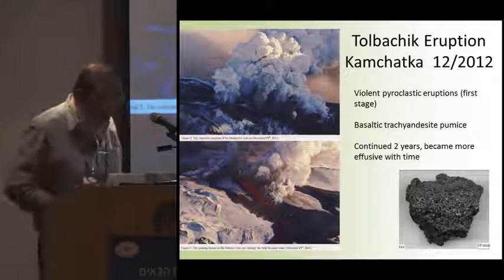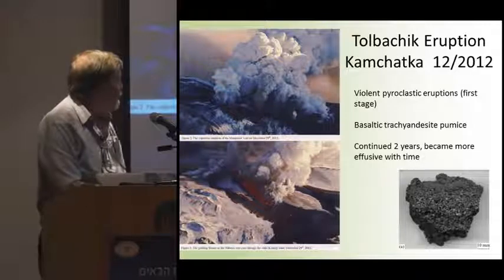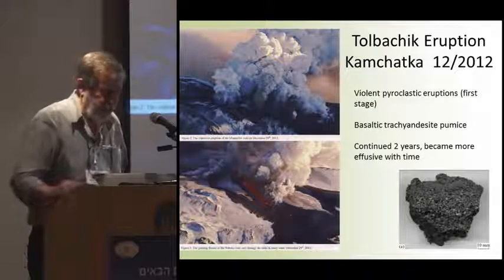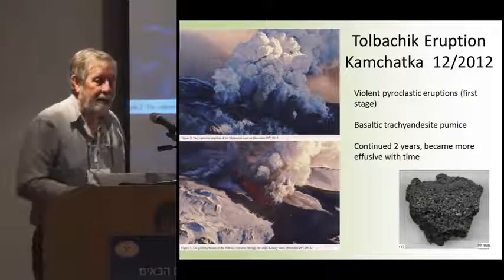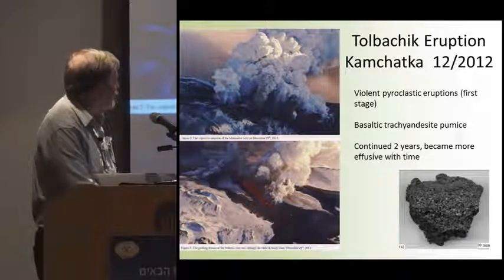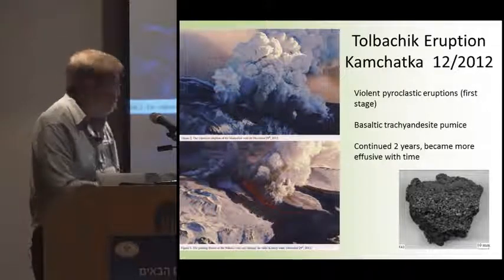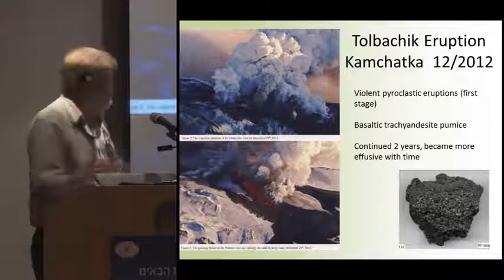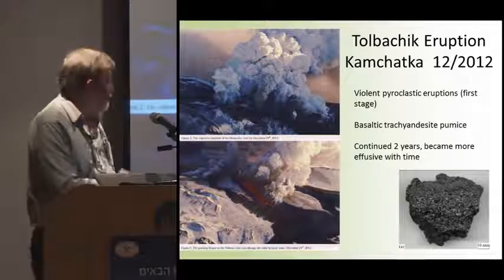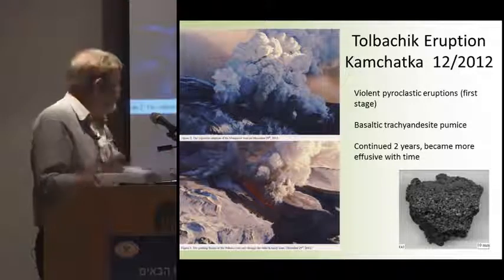The Tolbachik volcano on Kamchatka erupted for a couple of years starting from 2012. And when it finally calmed down enough, our Russian friends went in and sampled the eruptions. Now this was violent pyroclastic explosive activity to start with, producing a pumice, which is a basaltic trachyandesite, looks like that. This is real serious pumice. It's very, very gassy. These eruptions continued for at least 2 years. They're still going on a little bit, but they're giving out lavas now. They blew their top, and now they're a lot quieter.